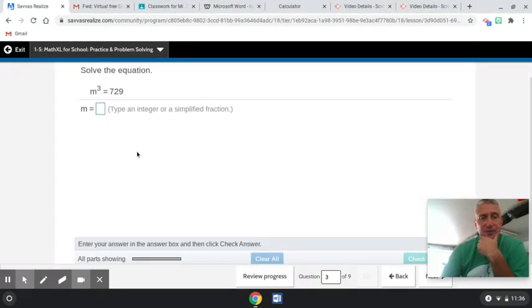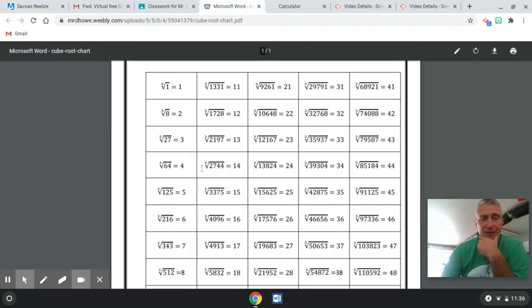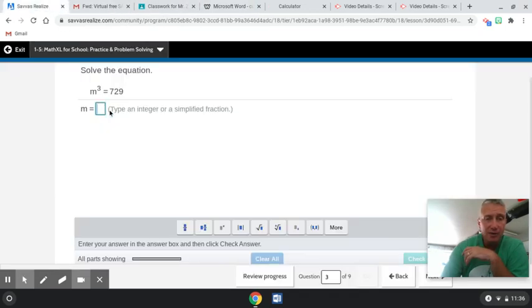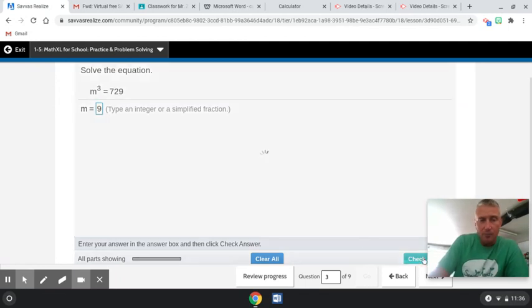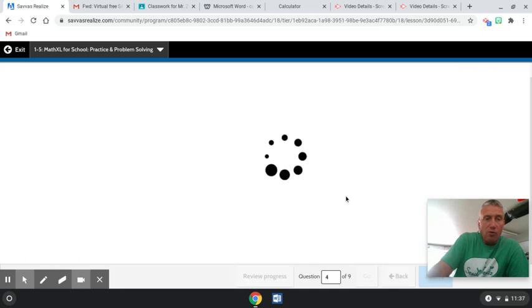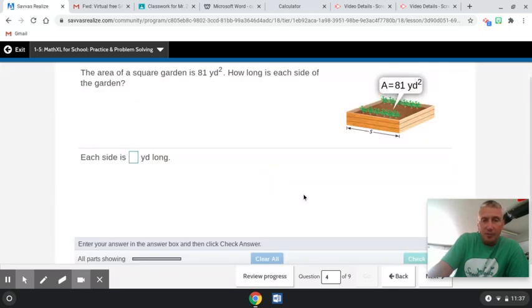Okay, here's the cube root of 729. Type an integer. Well, if I look at this chart, the cube root of 729 is right here. It's 9. If I don't want to look at my chart, I could do it on the calculator. Here's the deal with cube root, though. Remember, the cube root is only positive, so therefore I do not have to put in a positive and negative symbol.